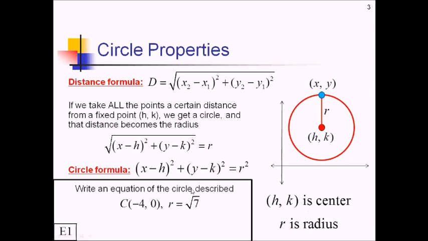Given this information, pause the video and see if you can write an equation of the circle described below with a center of -4 comma 0 and a radius of radical 7. All right, let's see how you did.